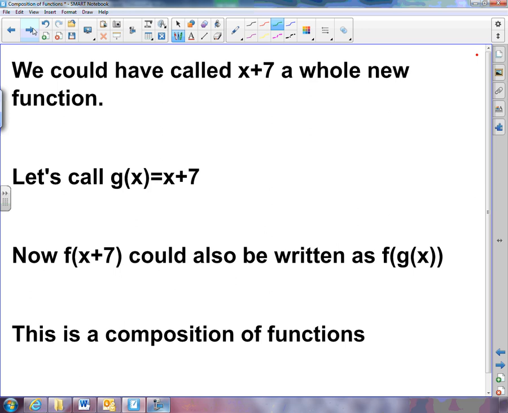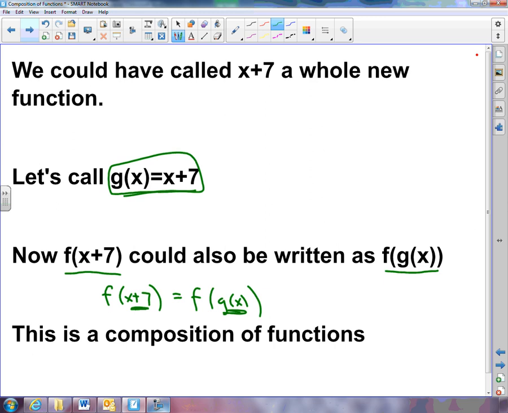We could have just called x plus 7 a whole new function from the beginning. So let's try that. Instead of just calling it x plus 7, let's call it g of x. So g of x equals x plus 7. Now, f of x plus 7 could also have been written as f of g of x. That is a composition of functions. Just to be clear, f of x plus 7 equals f of g of x because x plus 7 equals g of x. Let's try to do some of these compositions if you're still a little bit confused.